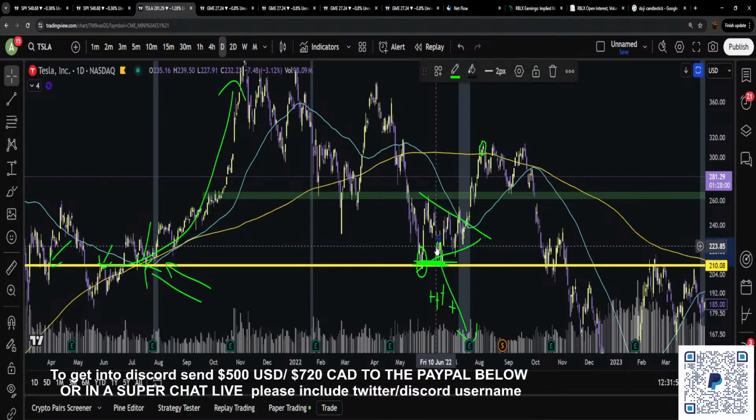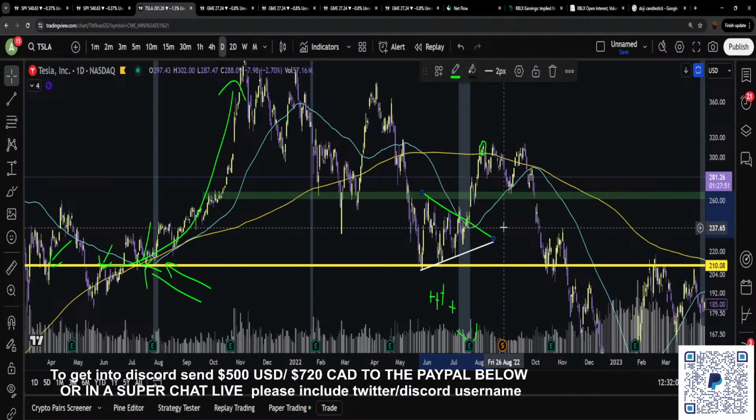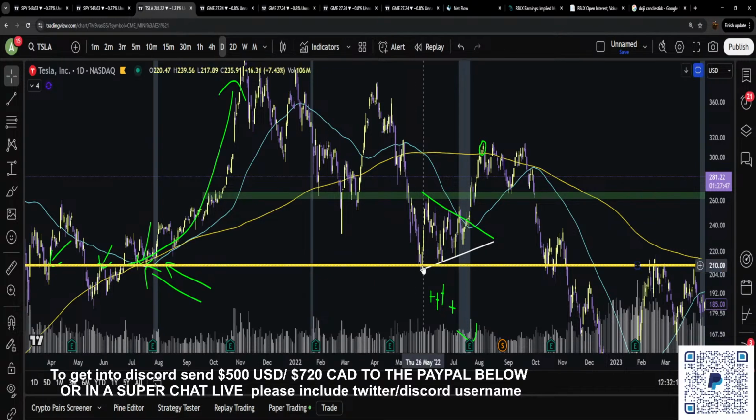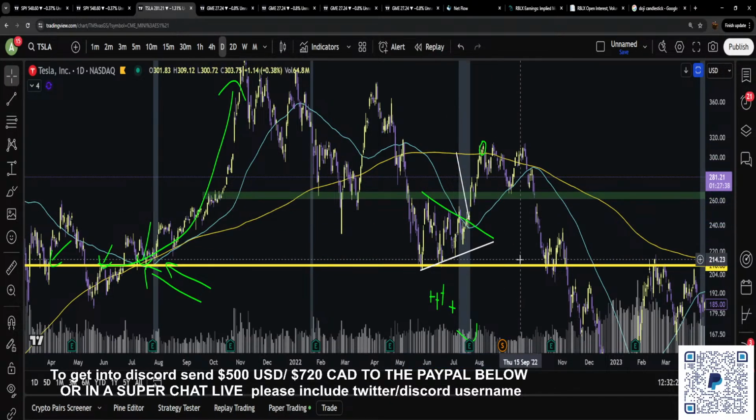Now, if I hide these drawings, you'll see it a little bit better. Okay. So you guys will see that there was then this wedge-like structure that took place on Tesla right here. And that bullish divergence at that support where that doji was printed then gave us reason to think this could make a little bit of a bullish breakout.